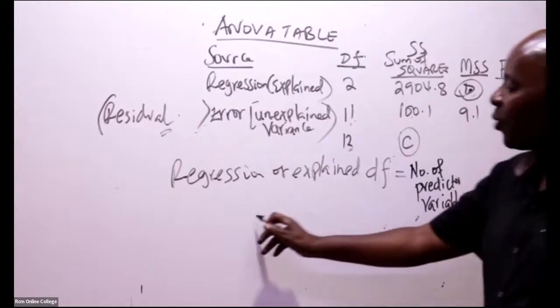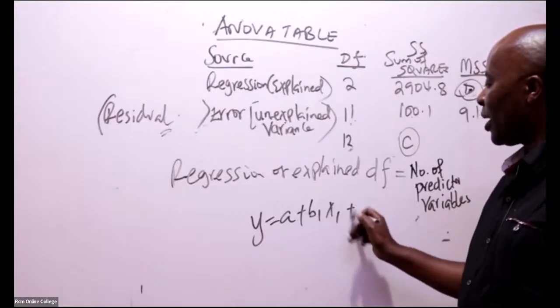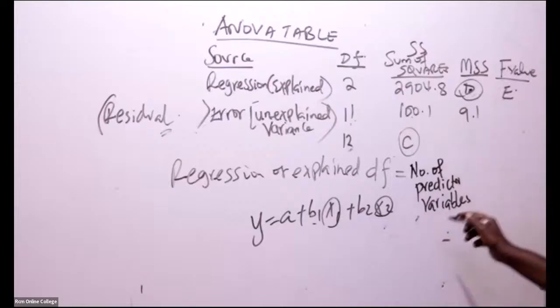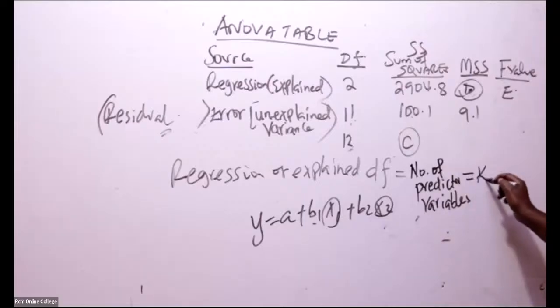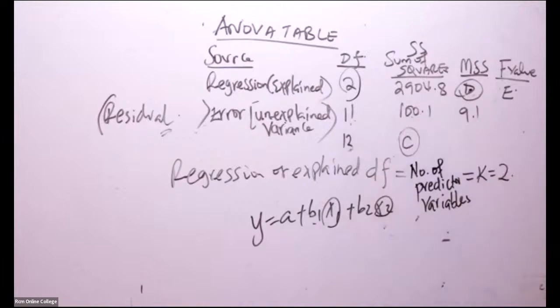So remember we had y equals a plus b1 x1 plus b2 x2. These are the predictors. There are only 2. So these are the number of predictor variables, which is equal to k, which in this case equals 2. Thank you very much for bringing that up. And I believe now we are okay.